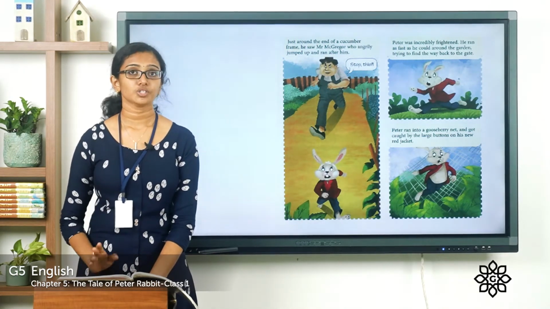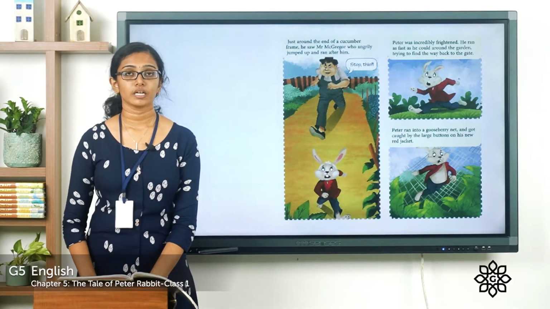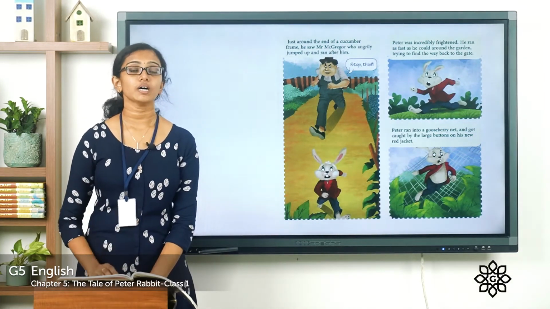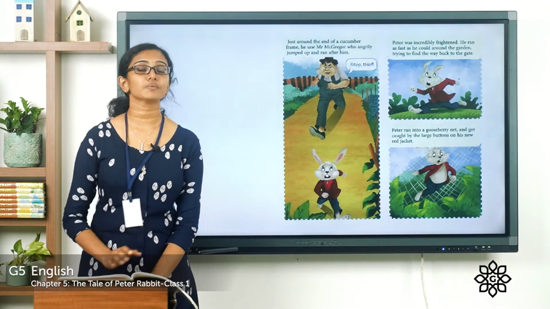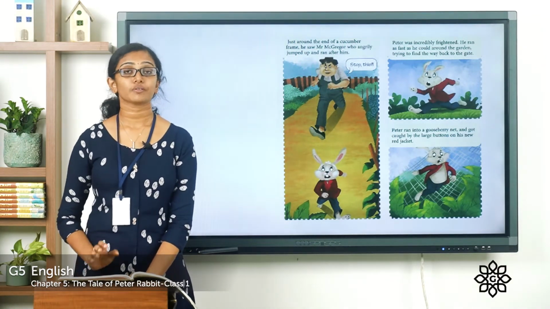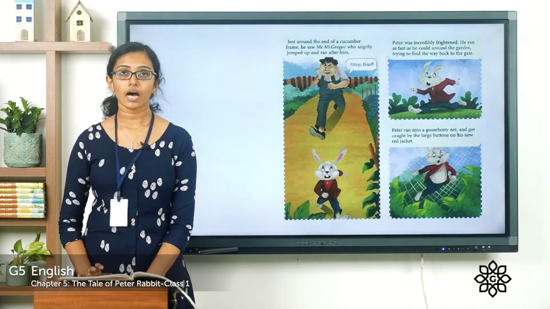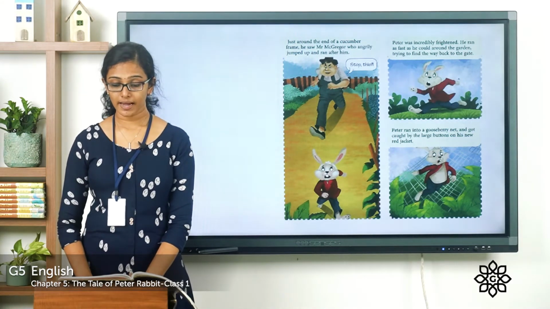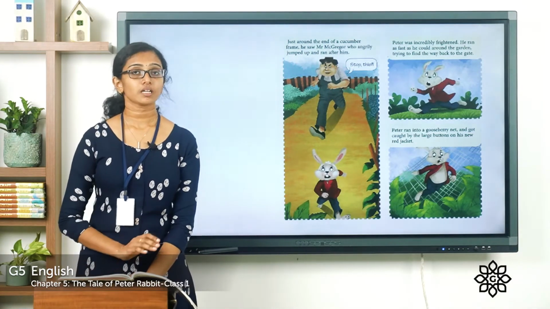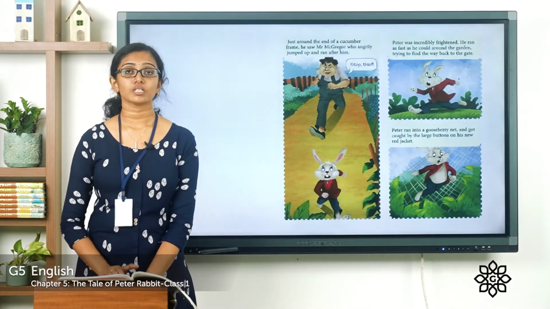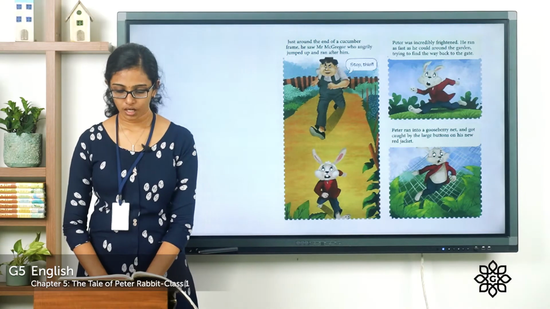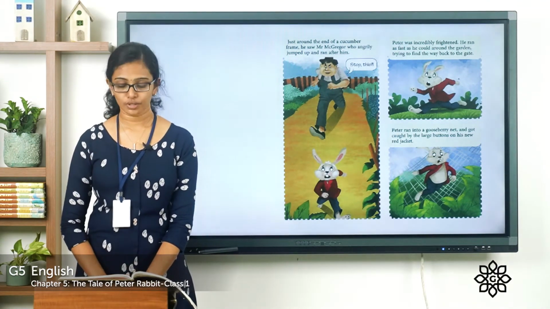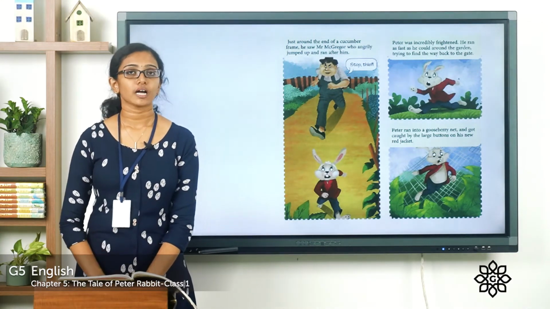See what happened? Mr. McGregor spotted Peter Rabbit and he started chasing him. And he called Peter a thief for stealing vegetables from his garden. Peter was incredibly frightened. He ran as fast as he could around the garden, trying to find the way back to the gate. So Mr. McGregor was chasing him and Peter started running for his life. He was so frightened and he ran as fast as he could to get out of the garden.